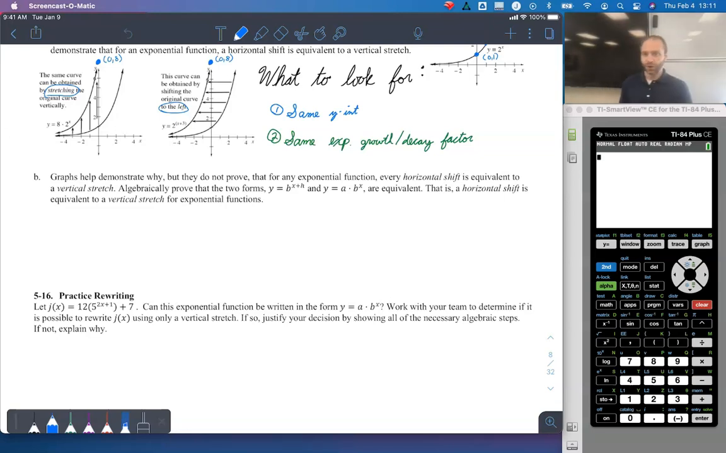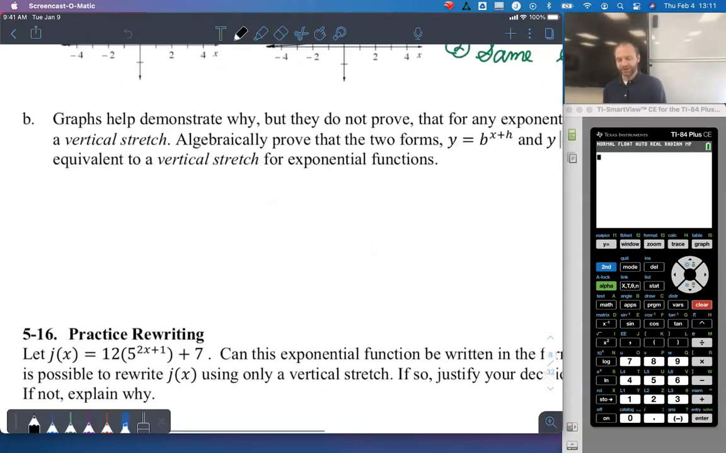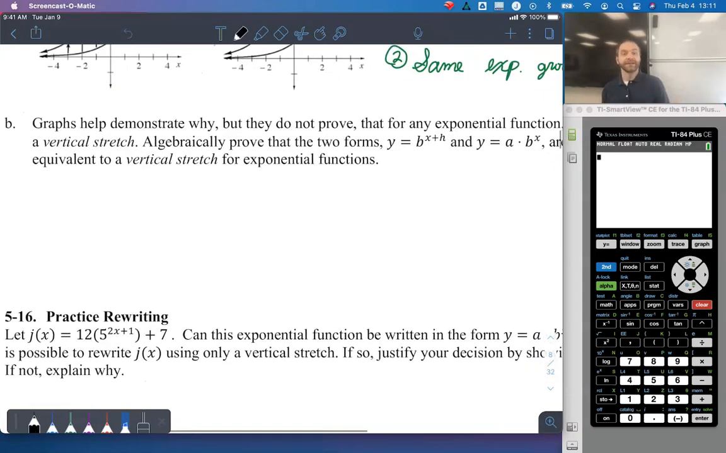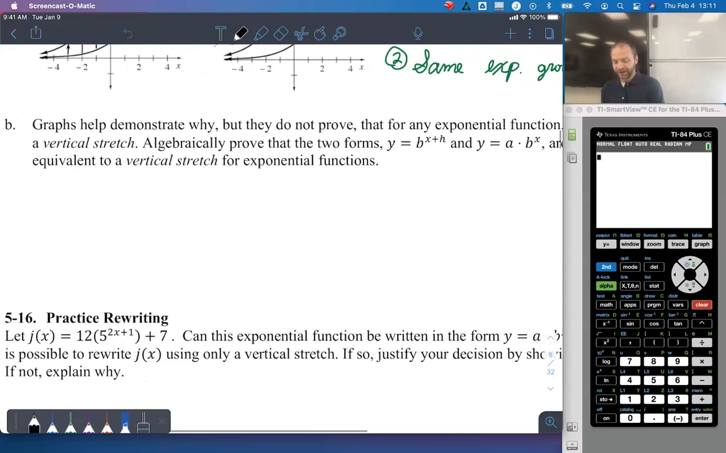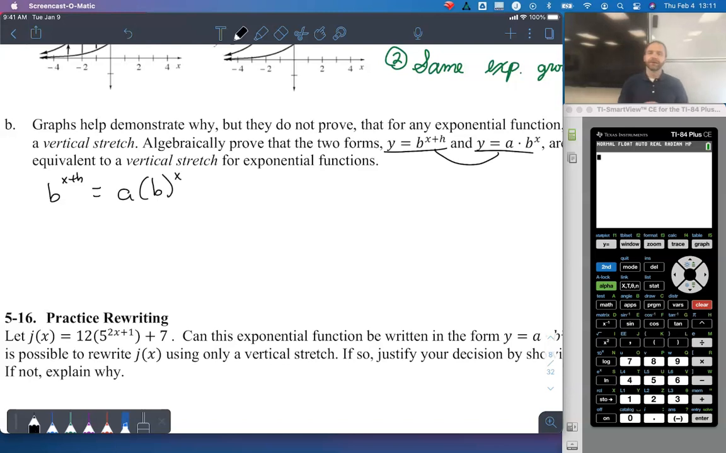If I want to show y equals b to the x plus h power equals y equals a times b to the x, I want to prove that this equals this. I want to prove that b to the x plus h can be equal to a times b to the x power. And really, a is any coefficient.